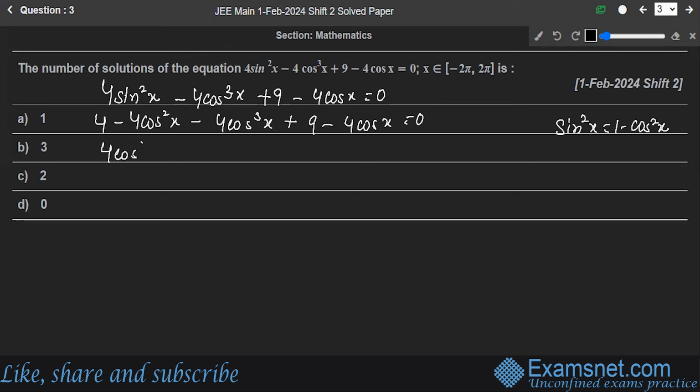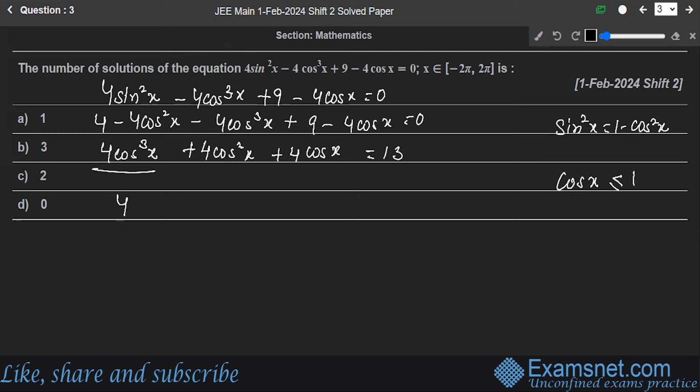Dividing both sides by minus, we get 4 cos cube x plus 4 cos square x plus 4 cos x is equal to 13. You can take it anyway, so this will equal 13. And see, this value is the greatest. The maximum value of cos x that is possible is 1. Cos x can have the maximum value as 1, so it's always less than or equal to 1.